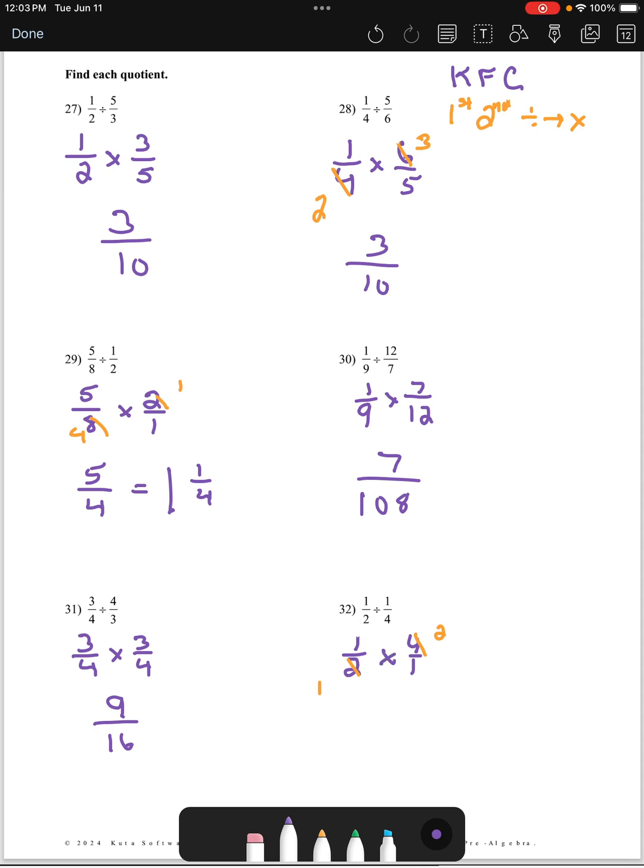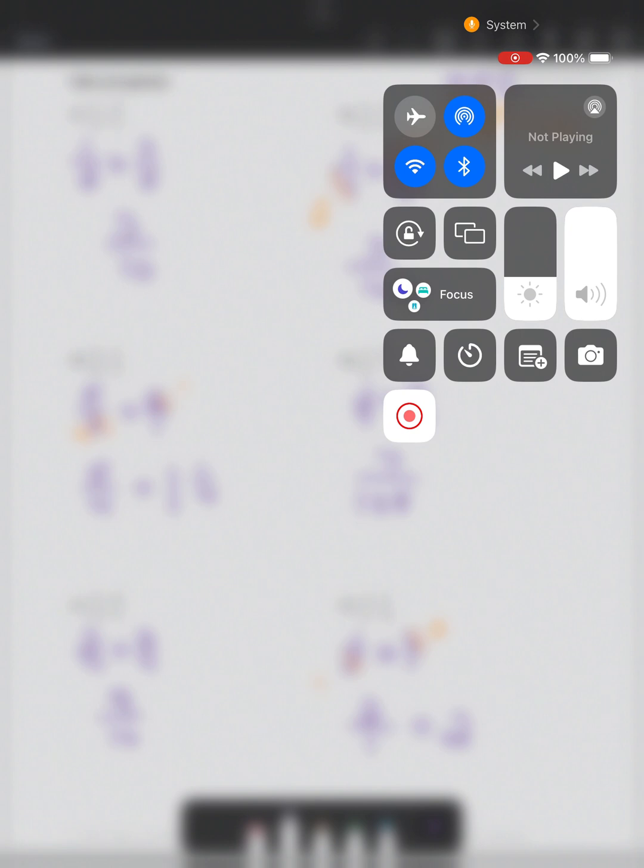Keep the first fraction. Flip the second fraction. We can simplify the 2 and the 4 that are diagonal from one another. Multiply straight across. 1 times 2 is 2. 1 times 1 is 1. 2/1 is a whole number, and you must write the final answer as the whole number 2.